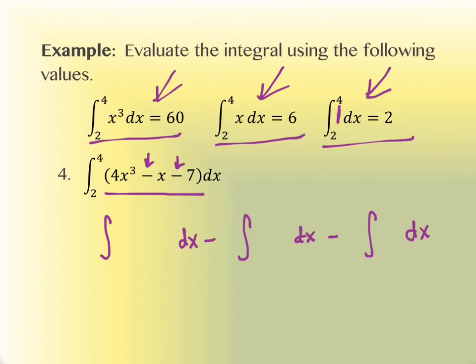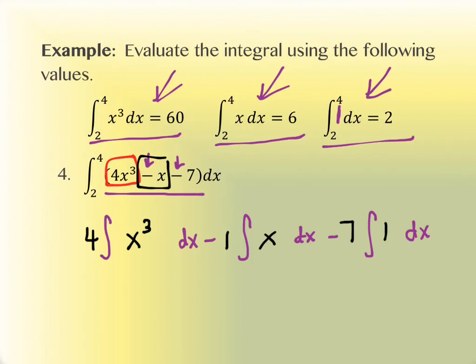Okay, is everybody good with that so far? The next thing we're going to do is take each piece at a time. So this is 4x cubed. I'm going to put the 4 in front and the x cubed inside. The next one's just got minus x, which means I've got minus, or a minus 1 if you prefer, in front, and then I've got an x. And the last one says minus 7, which means the 7 can come in front and the 1 can go right here. 7 times 1 is 7.